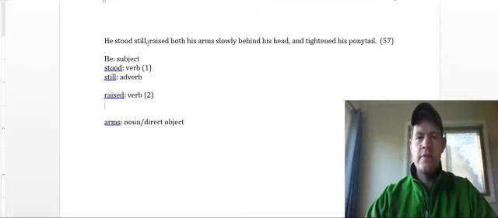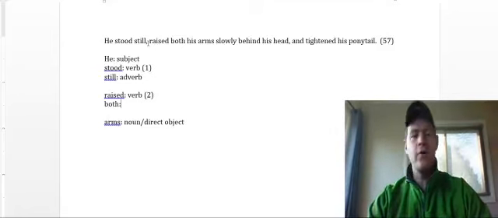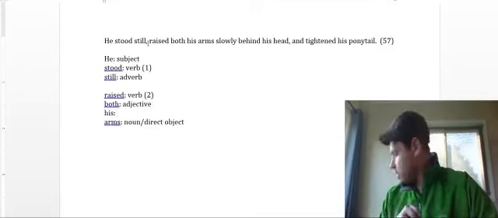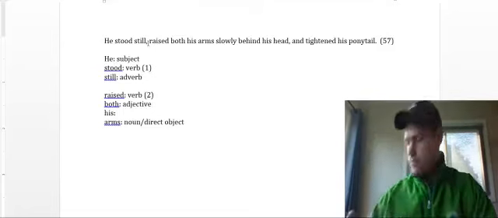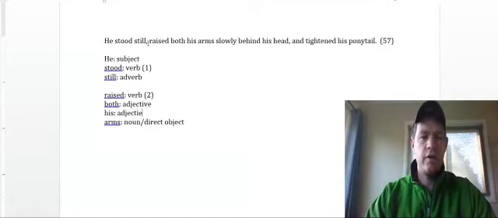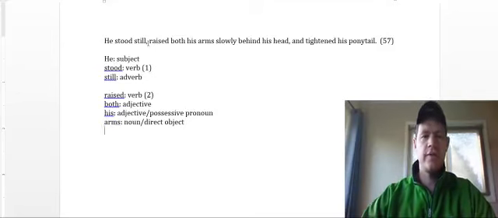Now we have a couple of words in between, and those are telling us what arms. They're describing arms, they're modifiers, and so they're going to be called adjectives. So we have both. Both is an adjective describing arms, and also his, okay? His is what we call a possessive pronoun. So adjective, and we can also say possessive pronoun. All right, so that's another chunk.